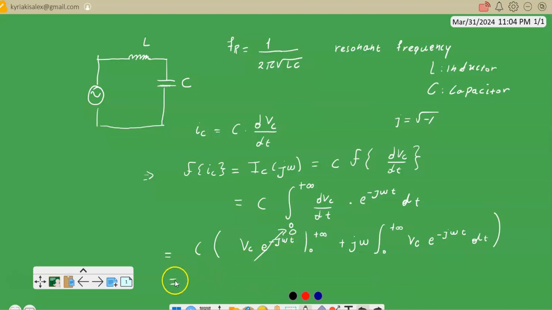And finally I get j times omega, which is the pulsation, times the capacitance times the Fourier transformed voltage, which is V subscript C of j omega. The Fourier transform current equals j omega C times the Fourier transform voltage.